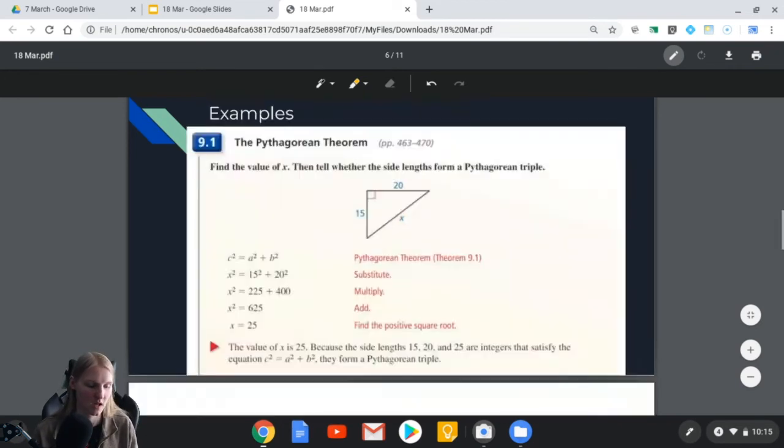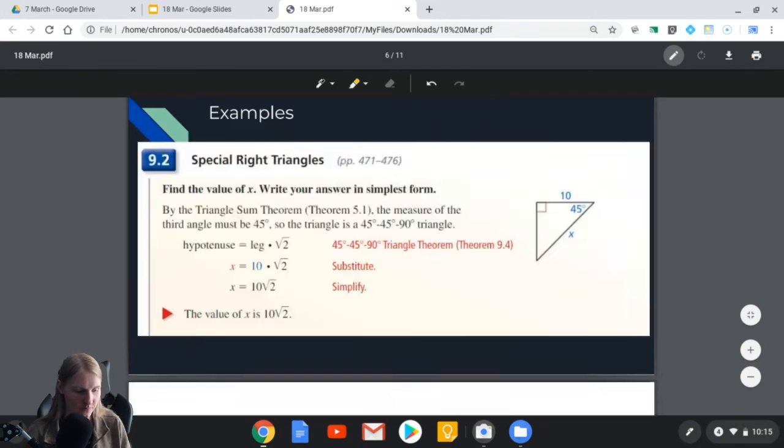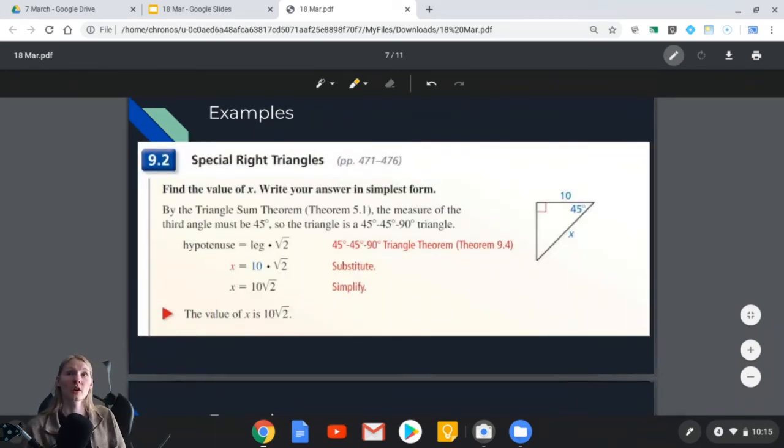Okay, examples. 9.1 was our Pythagorean theorem. Here is an example. I'm not going to go over it because all the steps are right there, should you want to take a look at them. 9.2, special right triangles. This is a 45-45-90. Remember, we also talked about 30-60-90. And if you need a refresher on that, go back to our slides from Wednesday of last week.